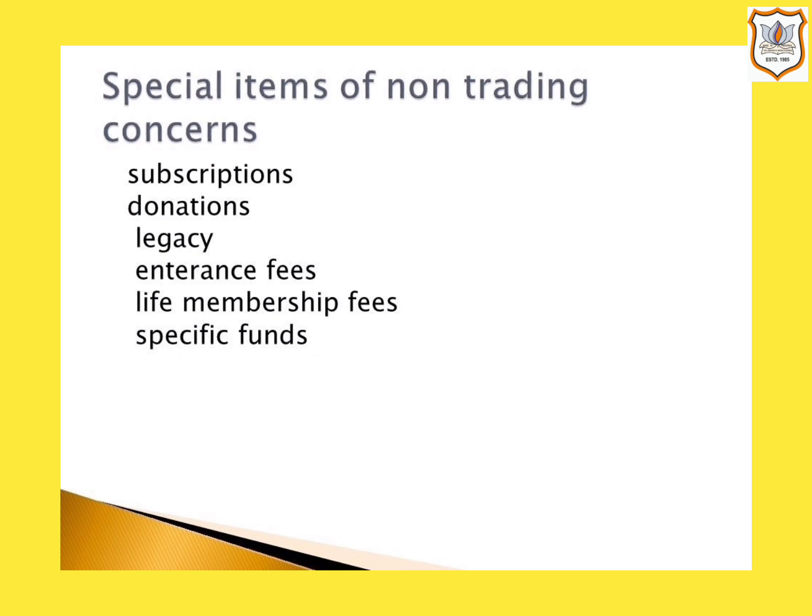Hello everyone. Today I am going to explain special items of non-trading concerns. So here, the first one is subscriptions. Subscription is the amount paid by the members periodically so that their membership remains alive. It is a source of income of a not-for-profit organization or non-trading concern.